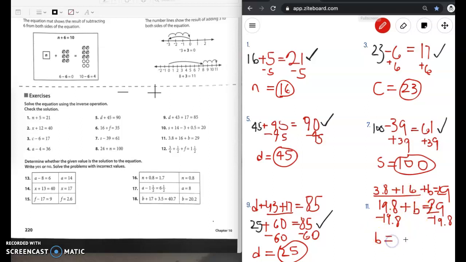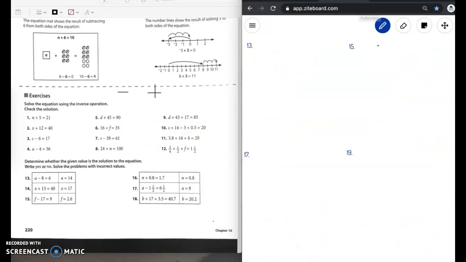And 29 minus 19.8, 9.2. Let's go ahead and check my answer. 19.8 plus 9.2 is indeed 29. Fantastic. All right, let's move on to the next one.